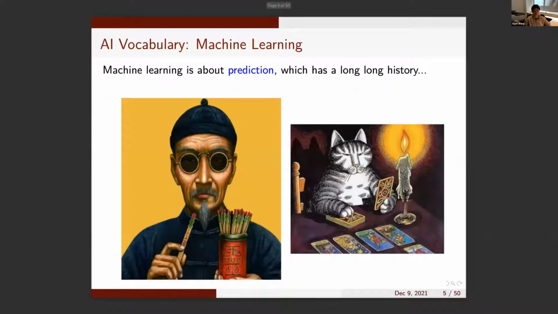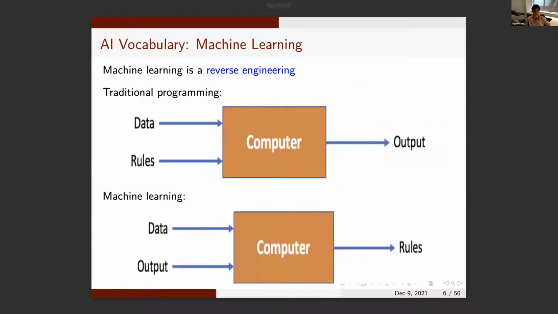Okay, next I will illustrate some AI vocabularies. The first one is a popular term, machine learning. What is machine learning? It is about prediction. It actually has a long history. Here are two examples. Machine learning can also be viewed as reverse engineering. In traditional programming, we have data and we have rules. We just use a machine or computer to implement them to get the output. But for machine learning, it's the other way around. We have the data and also the output, and we want to figure out what the rules underlying this entire process are.